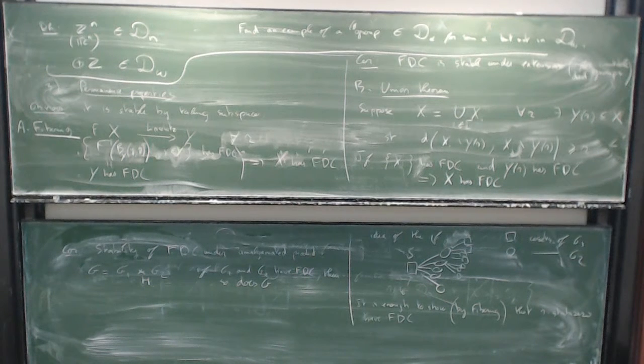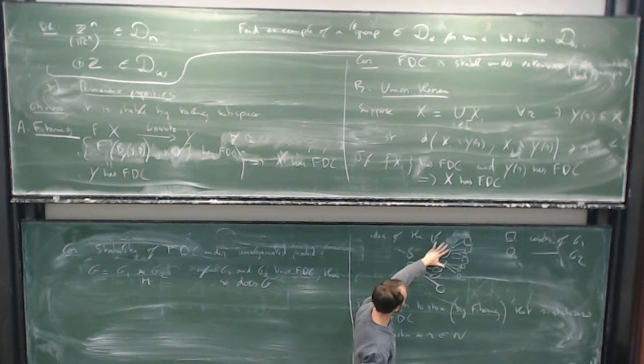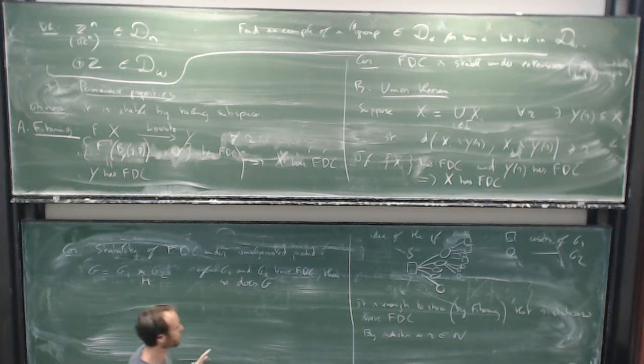Then we are going to do it by induction on R. So how do we do it? Well, we assume that the R minus 1 stabilizer has FTC. So let's do it for R equals 3. Suppose that for R equals 2, we know that the 2 stabilizer has FTC.